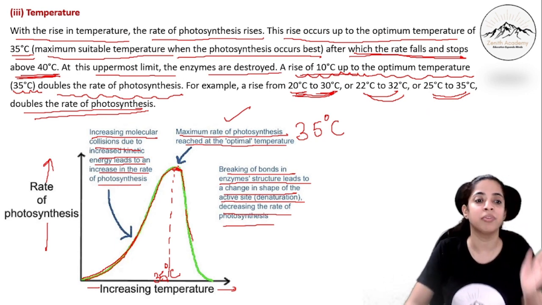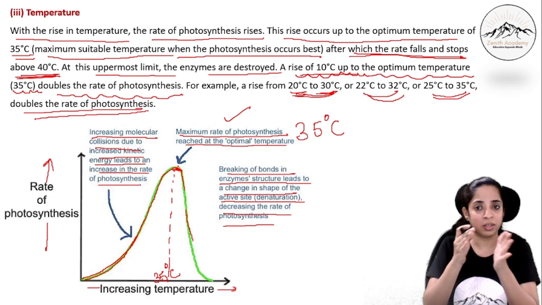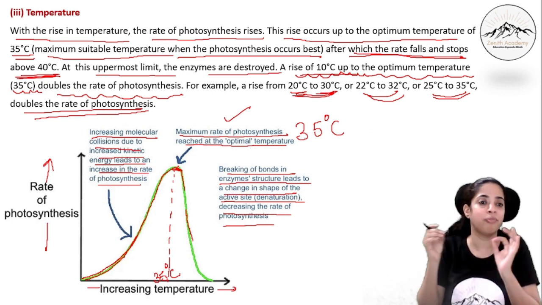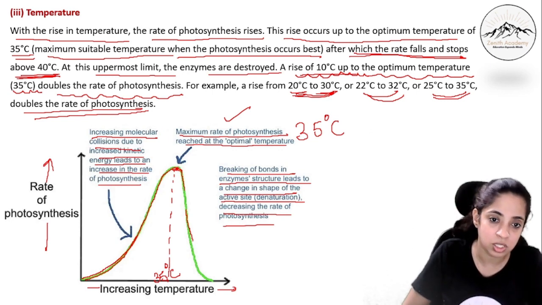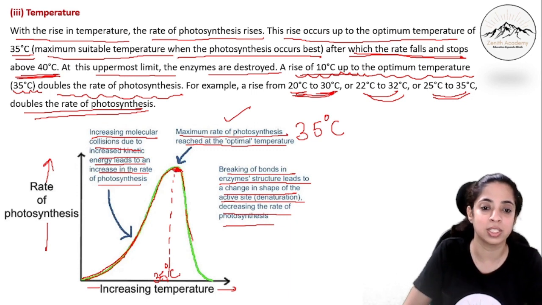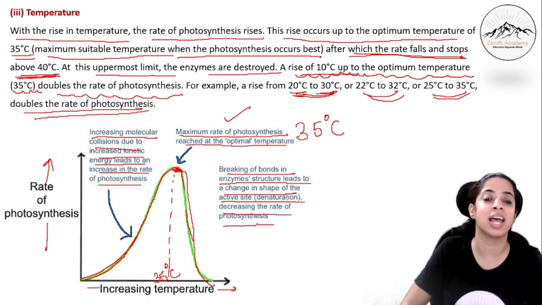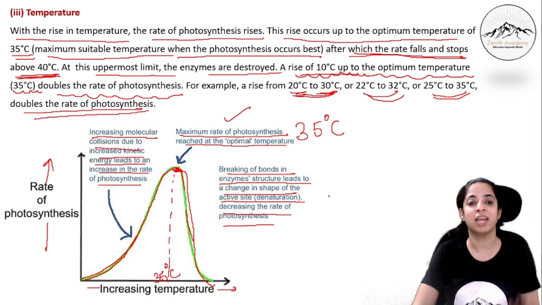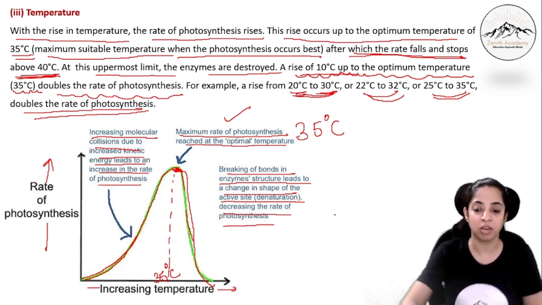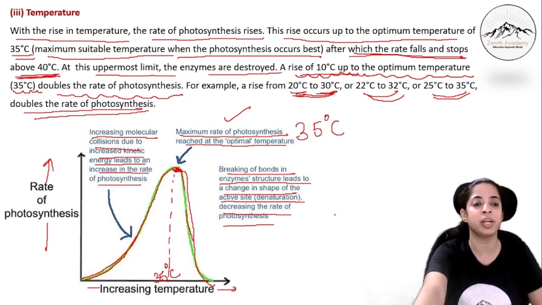After 35 see the rate falls and it stops above 40. So this is like this, 35 to 40 is this, and then it keeps on dropping because the enzymes are denatured, the enzymes are destroyed. I hope you have understood the temperature point as well.